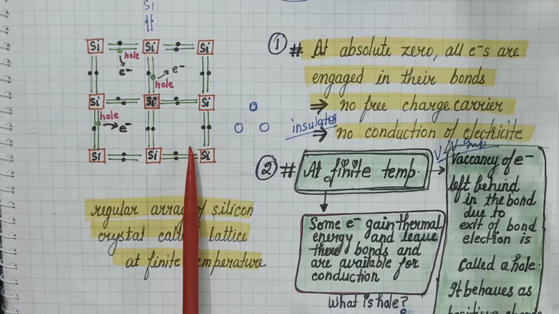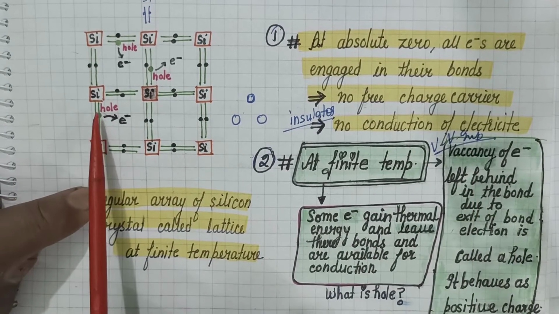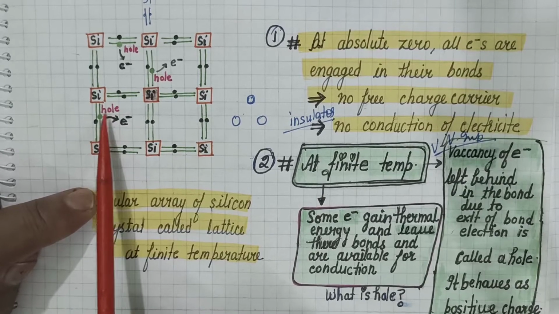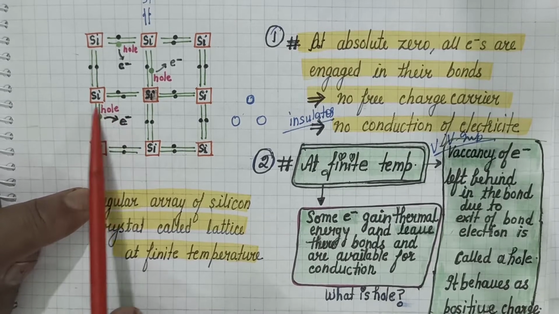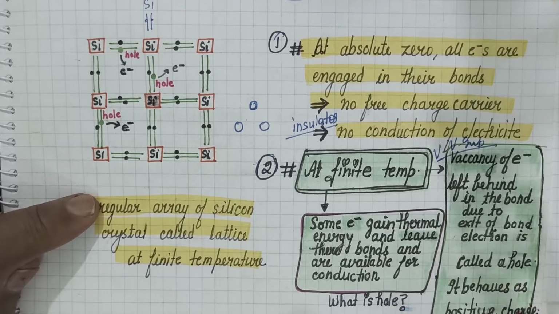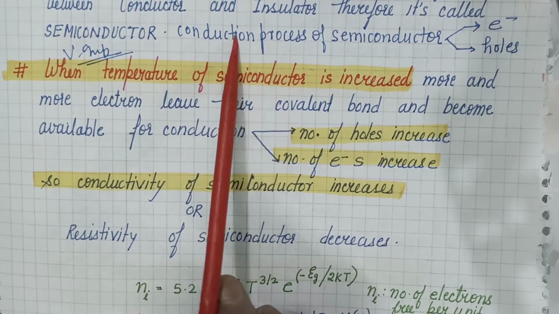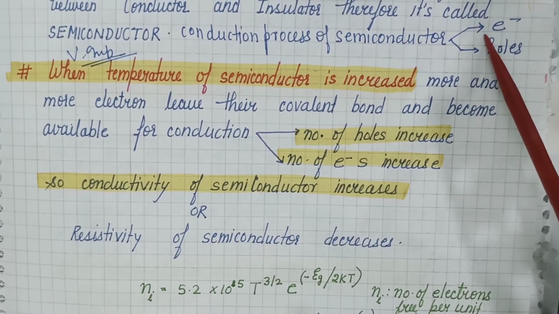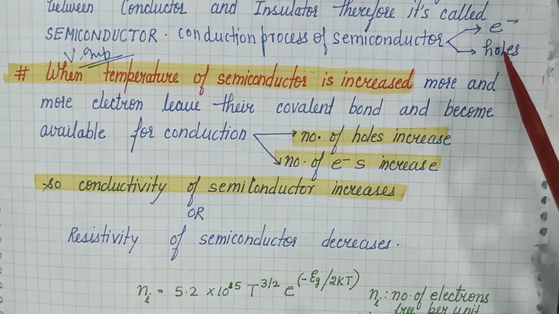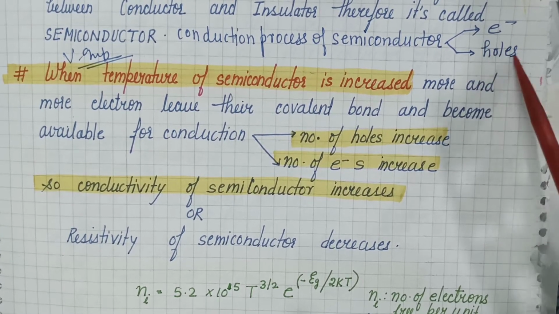Now the question is being asked, what is a hole? So here is the definition. Vacancy of electron left behind in the bond due to exit of bond electron is called hole, and it behaves as a positive charge. Next point to be remembered is that conduction process of semiconductor is possible due to two types of charge carriers. One is negatively charged electron and the other is vacancy of electron which behaves as positive charge, which is known as holes.